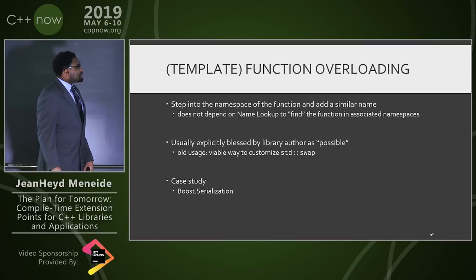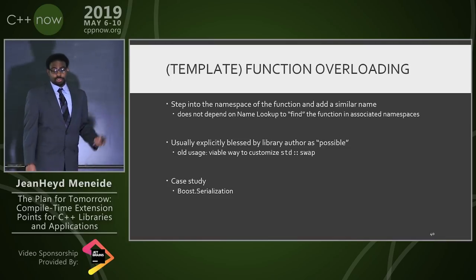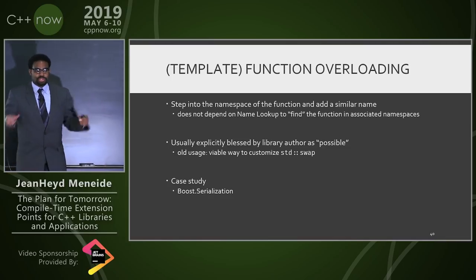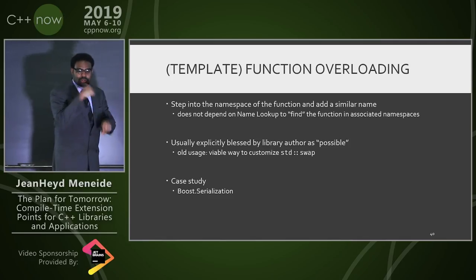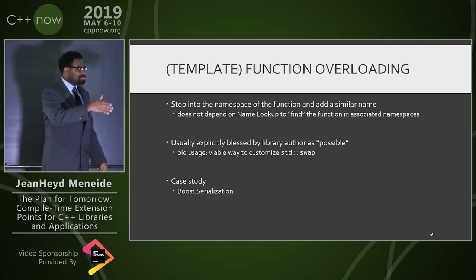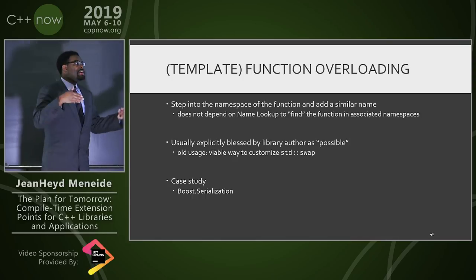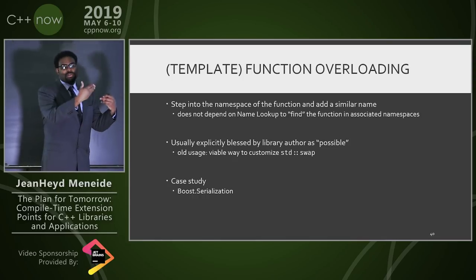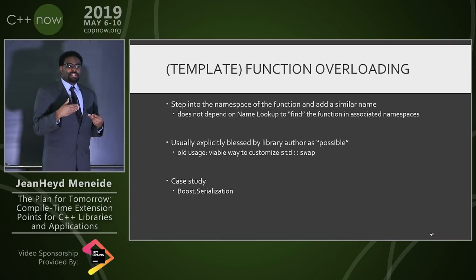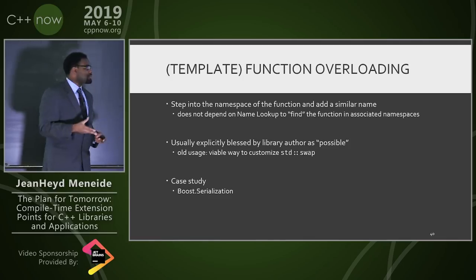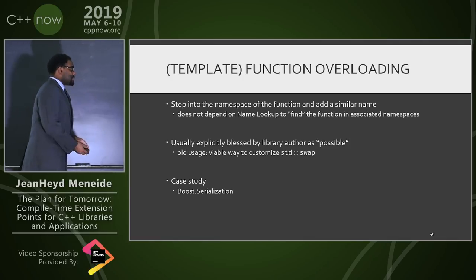And so this is actually the old way that std swap was supposed to be customizable, in that you were supposed to just crack open namespace std, slip your overload in there, and leave. That was a viable way to do that until people started cracking down on it. But they cracked down on it, so it's not supposed to be something you do now, but it's part of legacy code and you have to keep letting it work. So that's one of the things that are there.